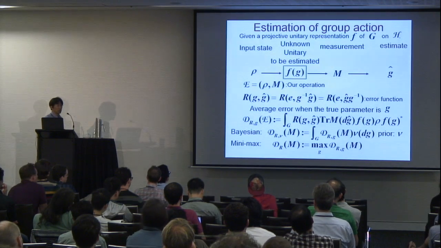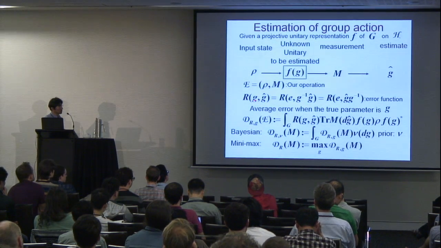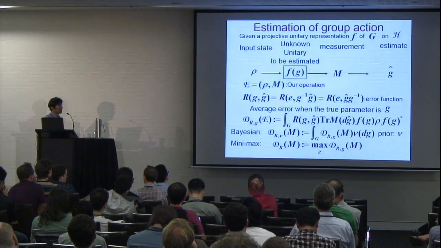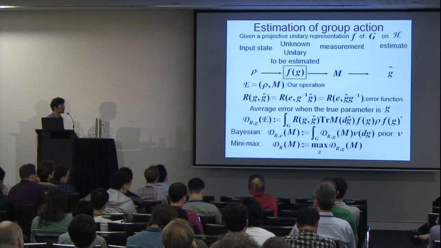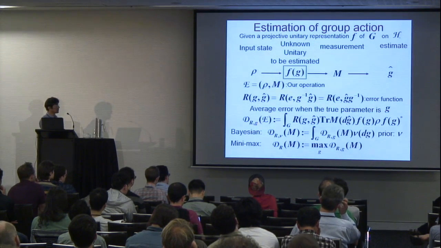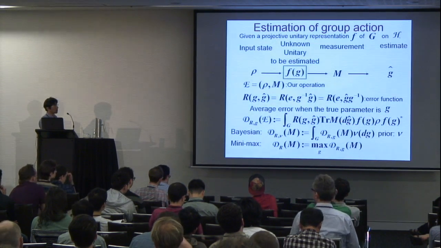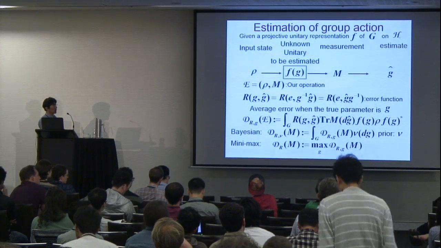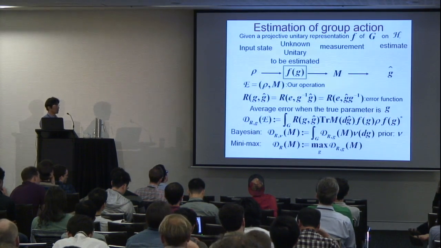In order to employ the group structure, we assume group invariance. This is through the parameter G, and this is the estimate. So this one is the outcome. This is a real value, and we assume this group invariance property. And also, under this error function, we consider the average error when the true parameter is G. So we consider the average of this error function, and this is the distribution of the output G hat. The input is rho, and this is the true unitary F_g, and our output measurement is this one. So this gives the output distribution of the estimate G hat.